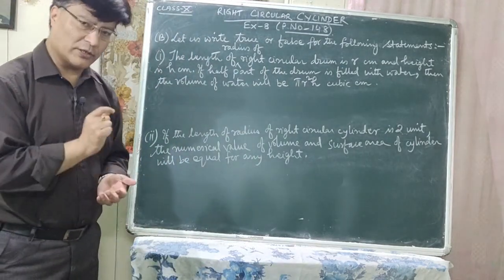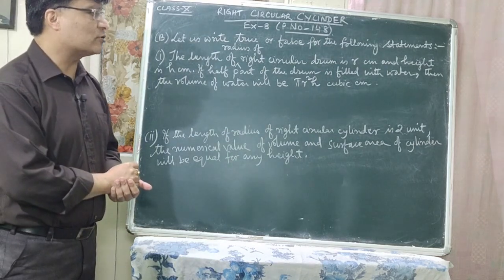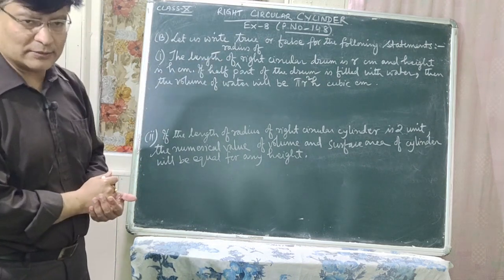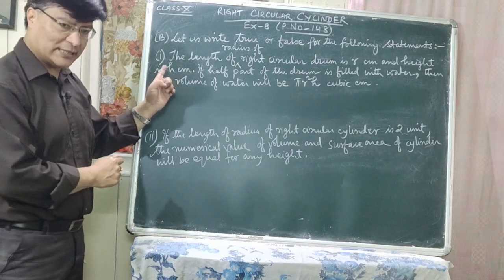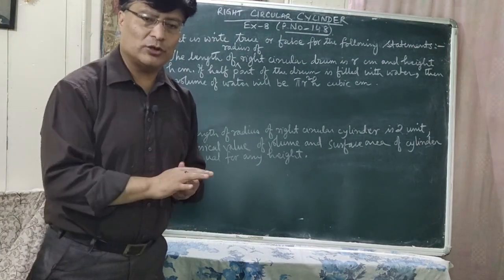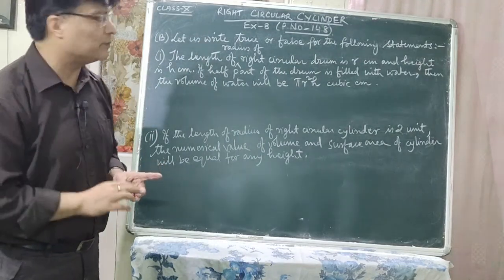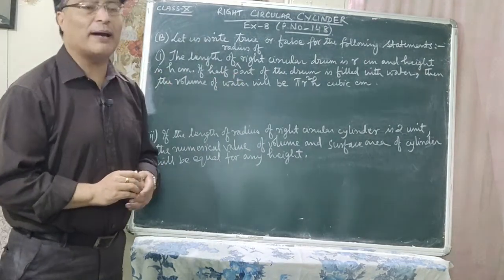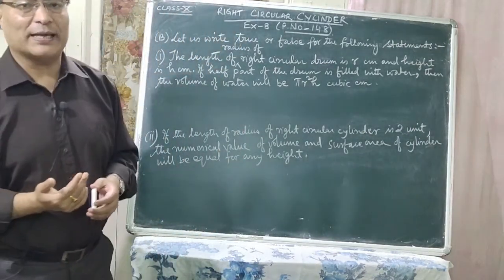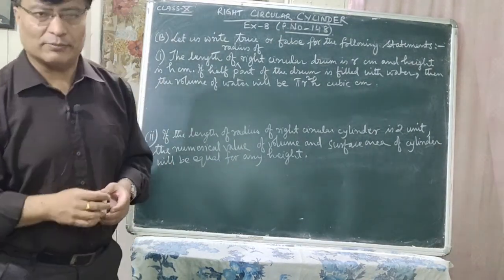You have to check it. The question says the length of radius of right circular drum is r centimeter. What is the radius of the drum? It is r centimeter. And what is its height? It is 8 centimeter. If half part of the drum is filled with water, then the volume of water will be pi r square h cubic centimeter. So is the statement true or false? You have to check it.